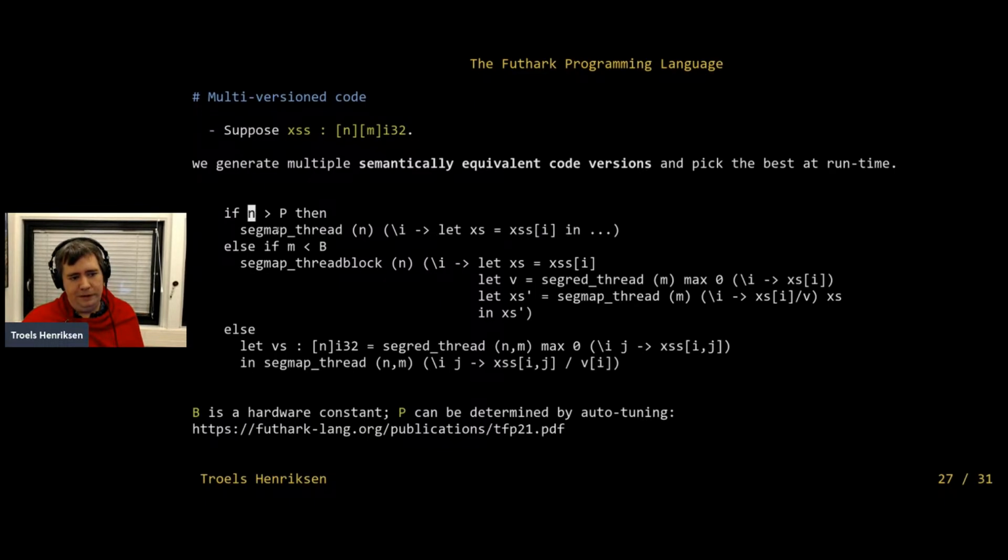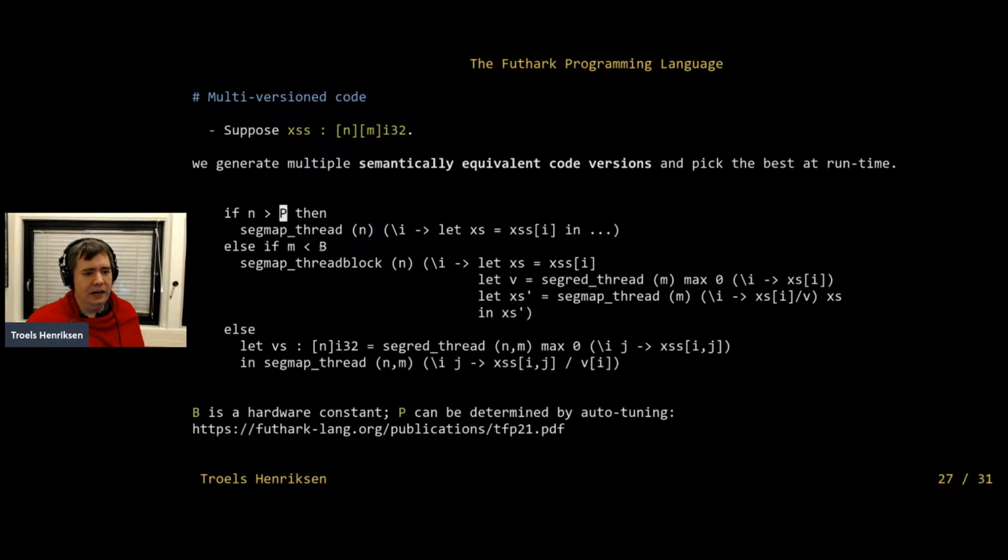Otherwise, if we don't have enough parallelism here, that means we need to exploit some of the inner parallelism as well. Then it'll see that, well, if that parallelism fits inside of a single thread block, then we are going to use this segmap thread block version where we exploit more parallelism, and it also has good locality. But in case the inner parallelism does not fit in a thread block, then we need to fall back to the fully parallelized version that uses local memory for intermediate results.